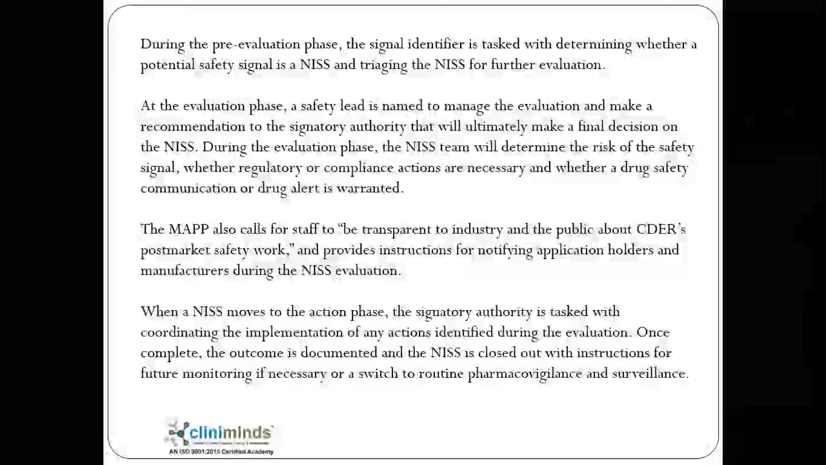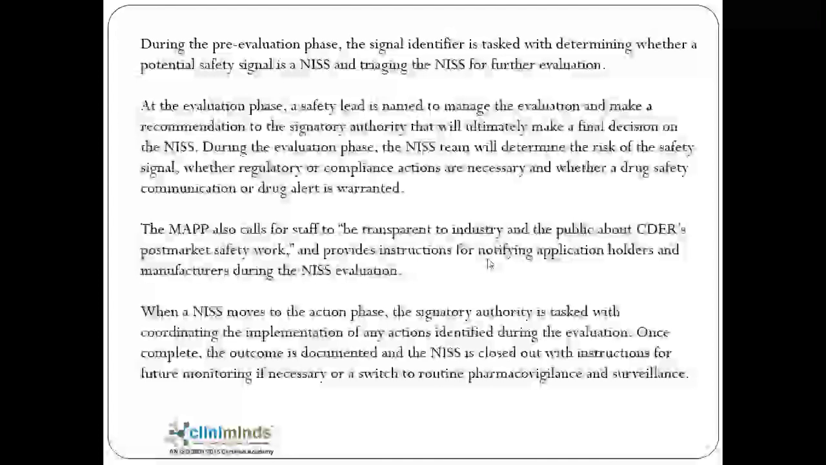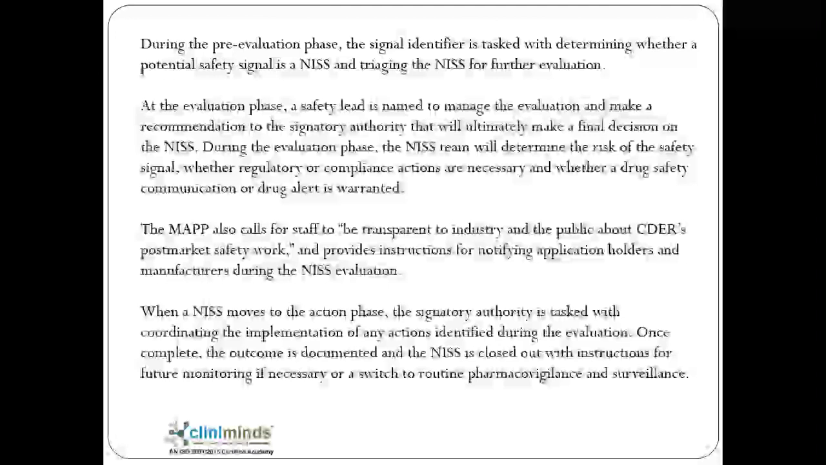During the pre-evaluation phase, the signal identifier is tasked with determining whether the potential safety signal is a newly identified safety signal. Basically, it is the triaging part. That is the first phase, in which it is triaged. This can be loosely matched to what we say: after detection, the signal has to be validated. So we have to triage the NISS for further evaluation to determine whether actually it was a safety signal or not.